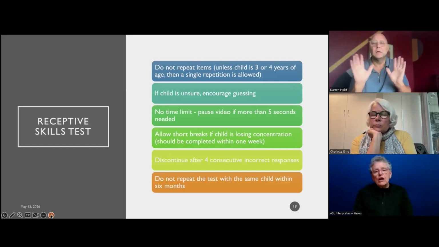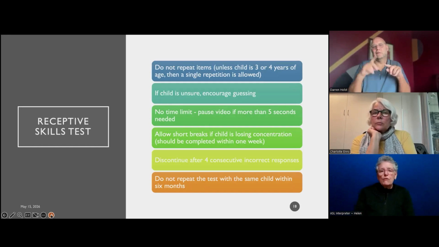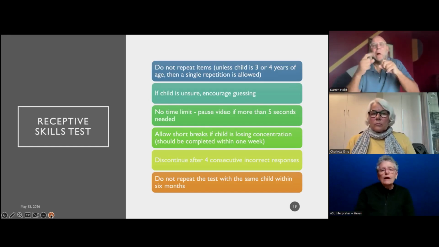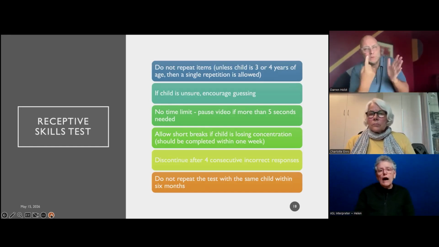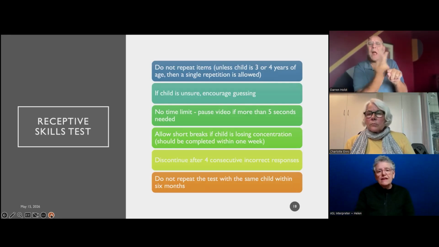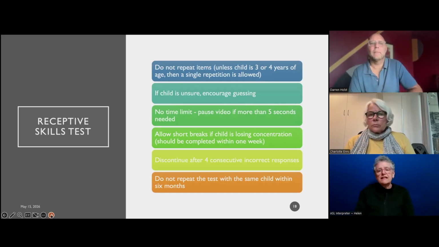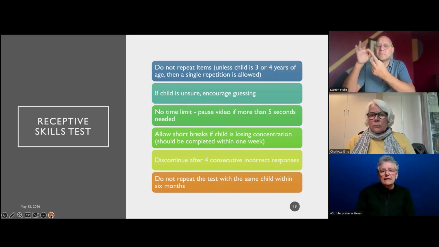So again, the video, you don't repeat the video for the child. You can't do that. With younger children who are 3 or 4, I guess it would depend. You might do a repetition once, and then you would not go back again, just once. And with an older child, you would just let them see that once. You would not go back again.